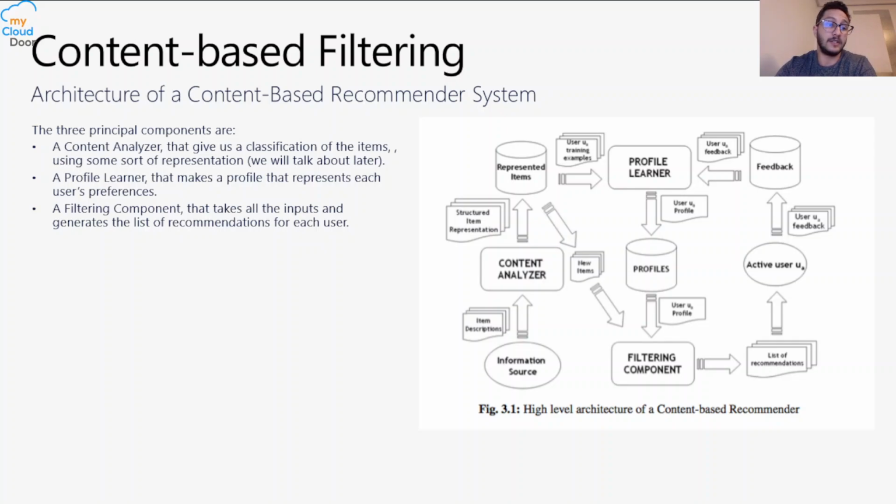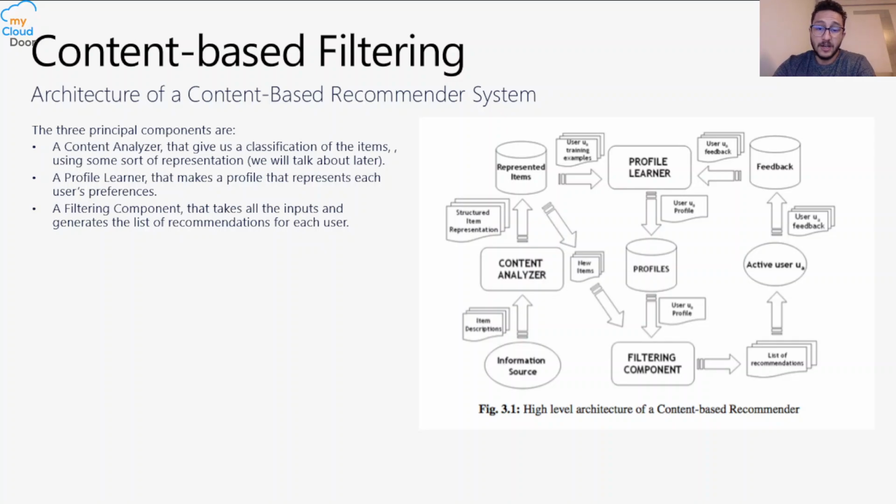The three principal components are a content analyzer that gives us a classification of the items using some sort of representation, and we will touch on that concept and explain what it means later. A profile learner that makes a profile that represents each user's preferences, and finally a filtering component that takes all the inputs from the profile learner and content analyzer and generates the list of recommendations for each user.